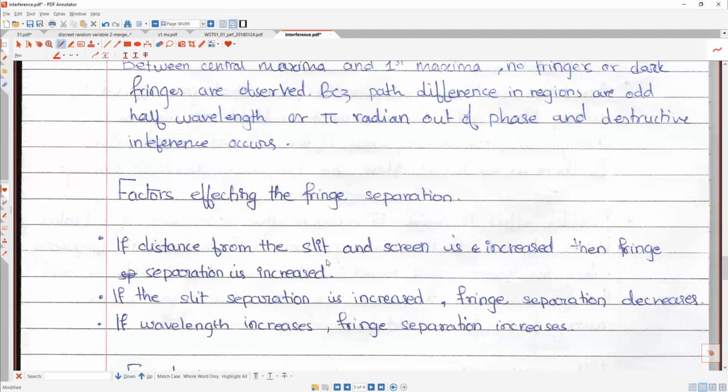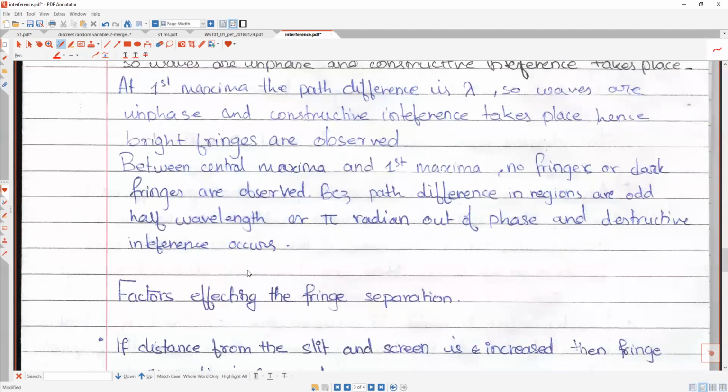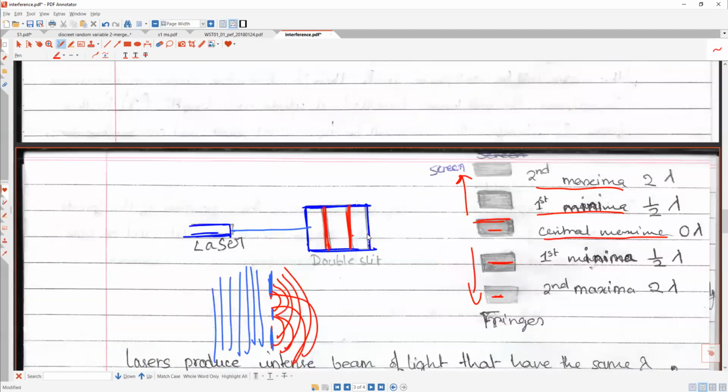If the distance from the slit and the screen has increased, then fringe separation increases. Distance from the slit and the screen: if you increase the screen distance, these fringes will go further apart from each other. Understood? That is the first point they wrote.